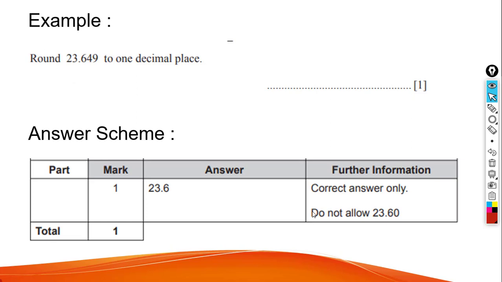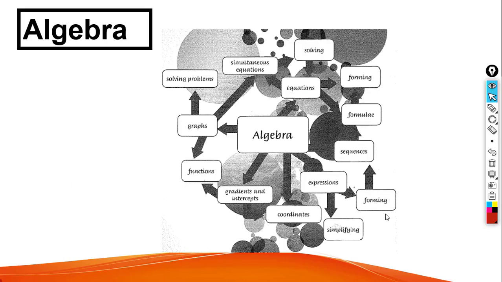Let's look at another example. The question says: round 23.649 to 1 decimal place. This is a 1 mark question. Though it's a 1 mark question, we still need to look into the answer scheme. The answer says 23.6. So what if you answer 23.60? They will not award you any mark for 23.60, as this shows 2 decimal places.